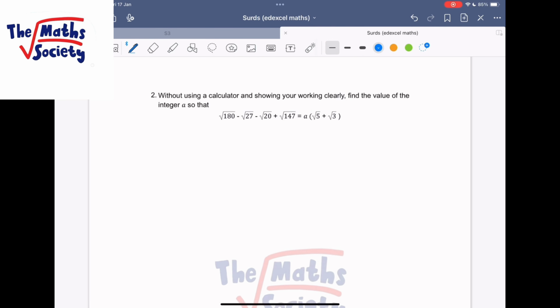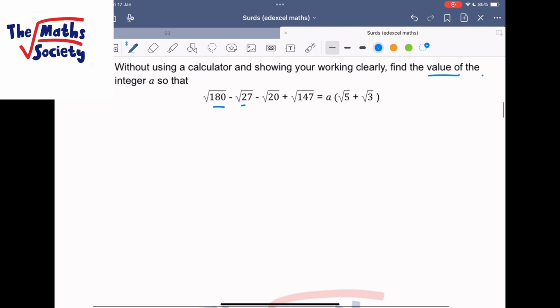And moving on to question 2, it says without using the calculator, showing your working clearly, find the value of the integer a. So first we're given these roots where we don't know if we can multiply them and what kind of number it makes, so we're going to simplify them first. So root 180, you've got to think about the square number. So here there's a possibility that it is 36, which is the square number of 6, multiplied with 5, so you'll have an answer of 6 root 5.